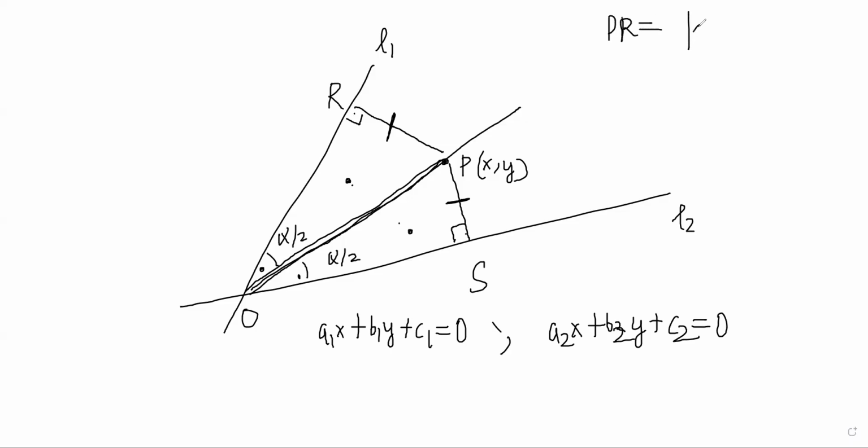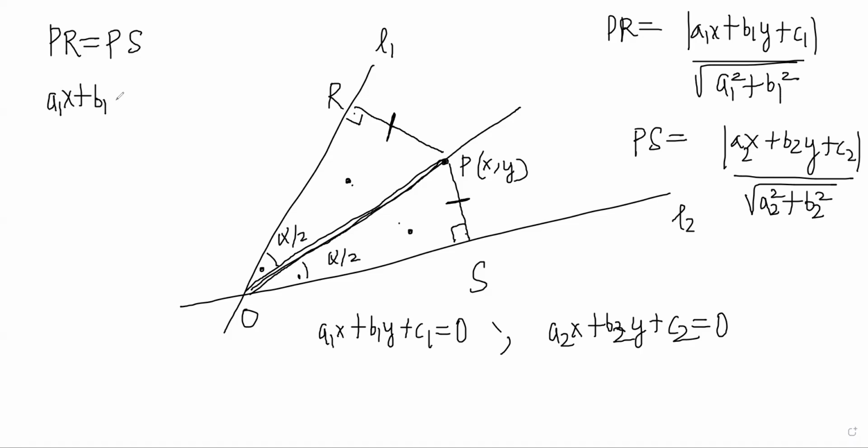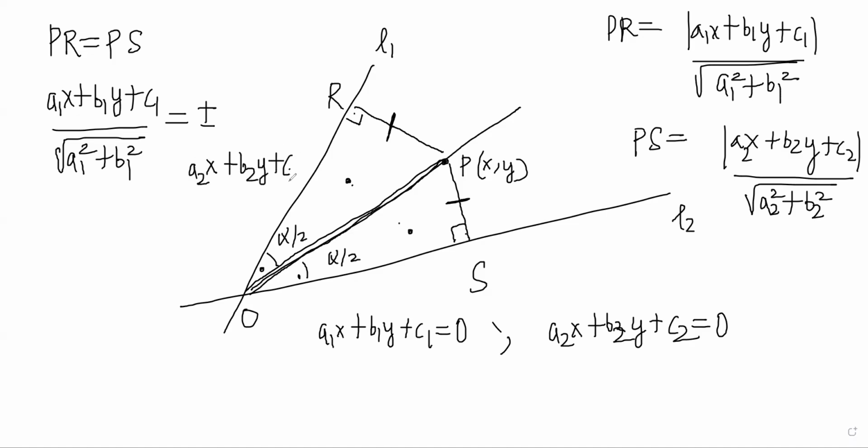PR distance is mod of A1x plus B1y plus C1 by root over A1 square plus B1 square. And PS distance is simply mod of A2x plus B2y plus C2 divided by root over A2 square plus B2 square. So basically, when we write PR is equal to PS, if you remove the mod, you will get plus or minus sign, and you will get the equation that we earlier wrote for the bisectors, right? So the bisector equation is coming by the simple geometrical fact that the angle bisector is equidistant from the two straight lines, right?